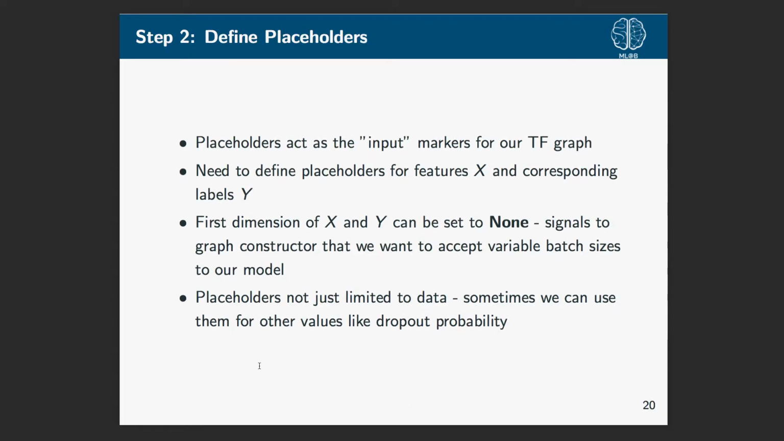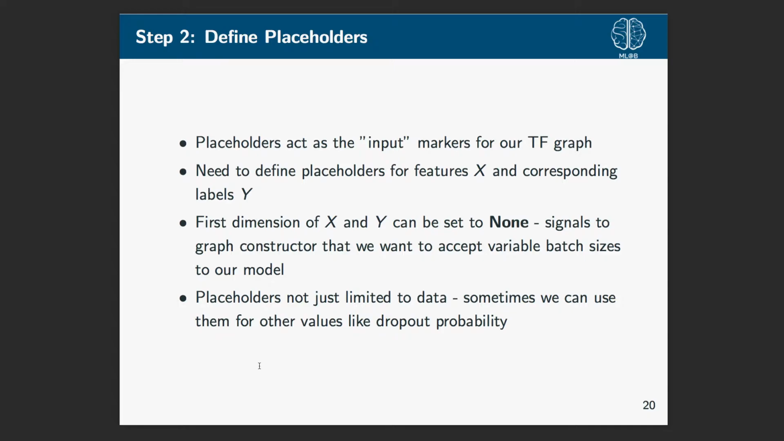So after you load in your data, the next step is to define the placeholders. Placeholders act as the input markers to a graph. As Aaron mentioned, a TensorFlow graph is a definition of how data is manipulated through the graph, but it doesn't actually contain the actual data points in the graph itself. They're not hard-coded in, because then the graph would be really computationally expensive to load.